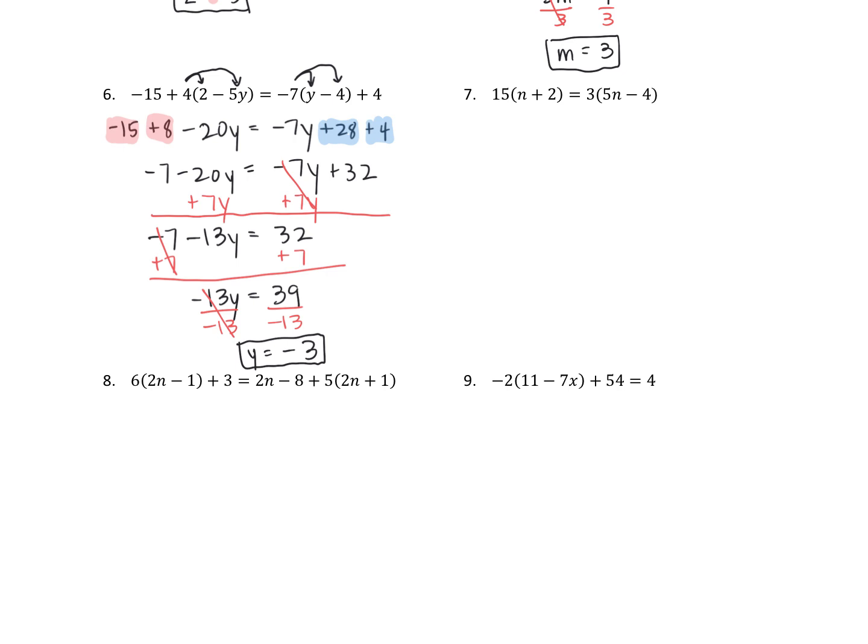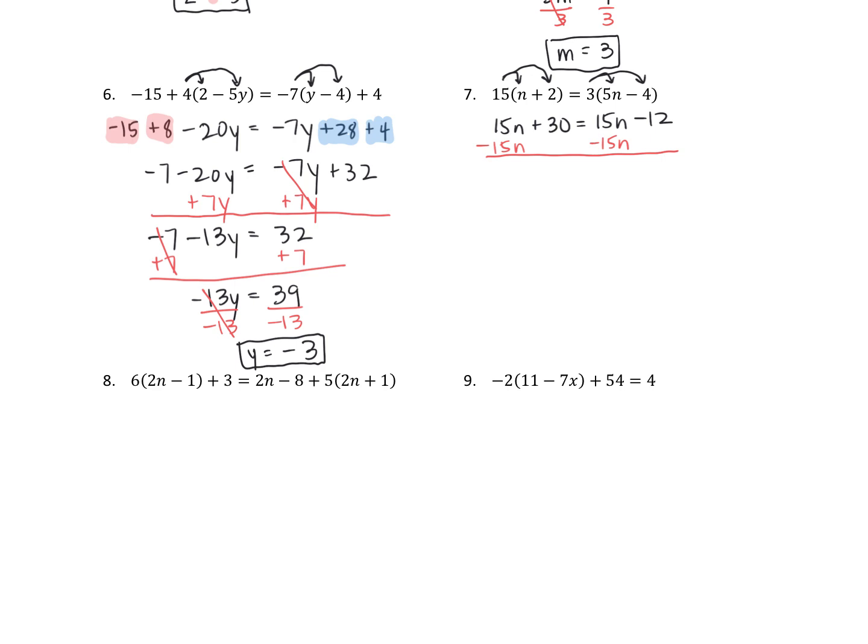Number 7. Again, we start with some distributing that needs to happen. So 15 times n is 15n. 15 times 2 is 30. So on the left, we will have 15n plus 30. 3 times 5n is 15n. And 3 times negative 4 is negative 12. So 15n minus 12 will be on the right. Now we want to move our n's. I'm going to move them to the left. So I'm going to subtract 15n from both sides.